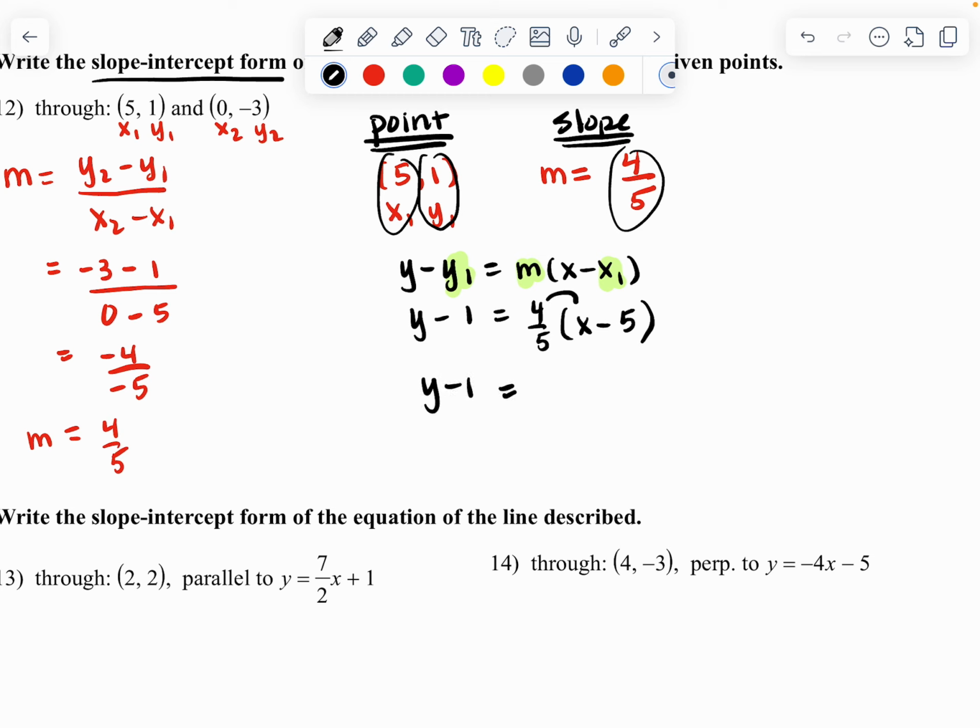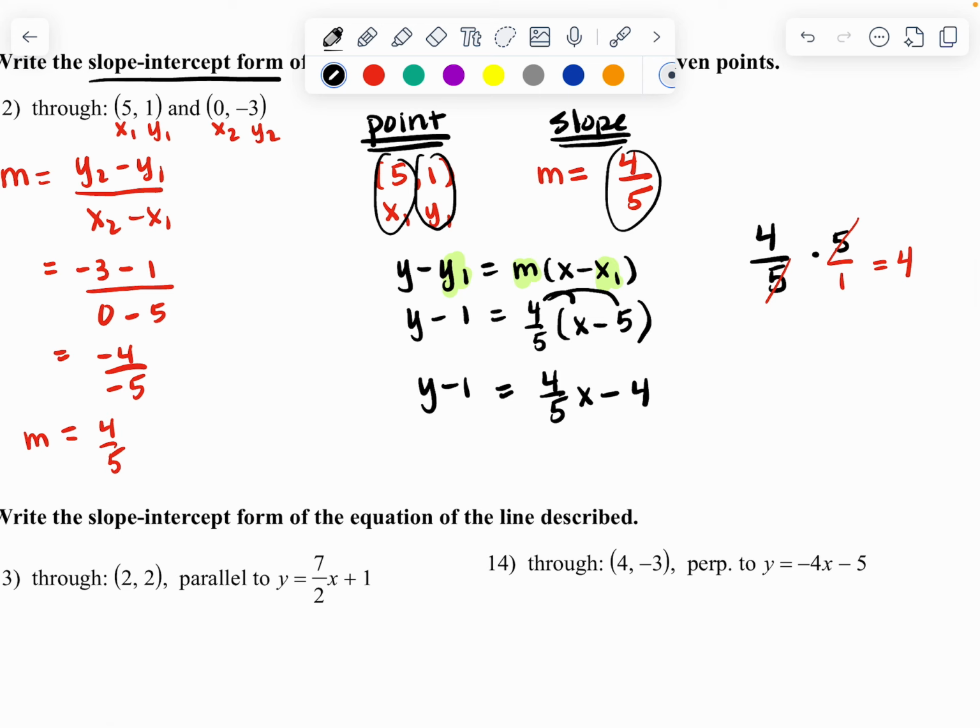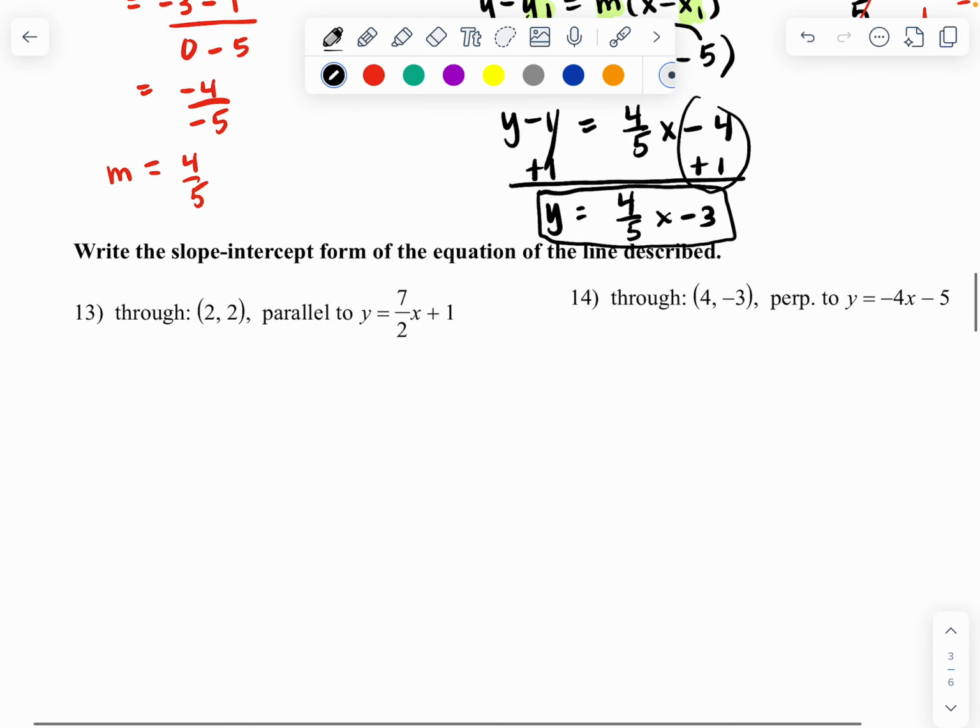Watch. 4/5 times x is 4/5x. Minus, now what the heck is 4/5 times 5? Let's do it on the side. 4/5 times 5, okay? If that confuses you, just put this over 1, okay? And you guys notice, if something's on the top and the bottom when you're multiplying, they cancel out. So this is just 4. So that wasn't so bad. So this is -4. And then if I add 1 to both sides, I'm going to end up getting y equals 4/5x. And then -4 plus 1, which is -3. Okay? All right, now back to the harder questions here.